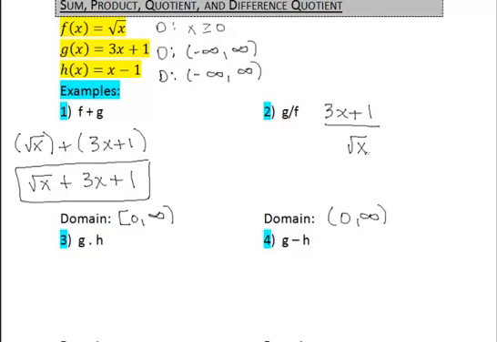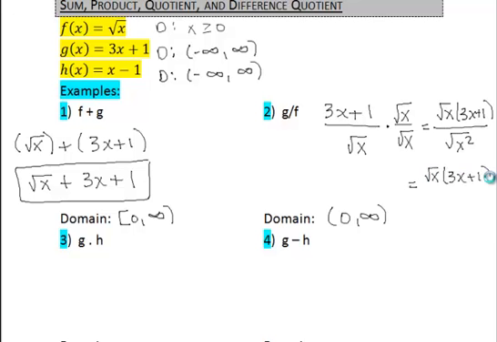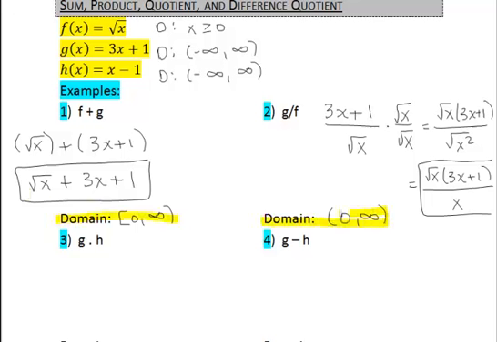Now remember, you're not supposed to have a radical in the denominator, so to rationalize it, you can multiply by the square root of x, and you end up with the square root of x times 3x plus 1 all over the square root of x squared. But that gives you the square root of x times 3x plus 1 all over x. So this would be the quotient, g divided by f. We do need to make a note that these are the domains of those functions.